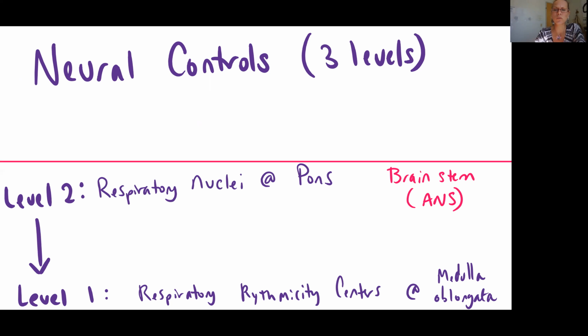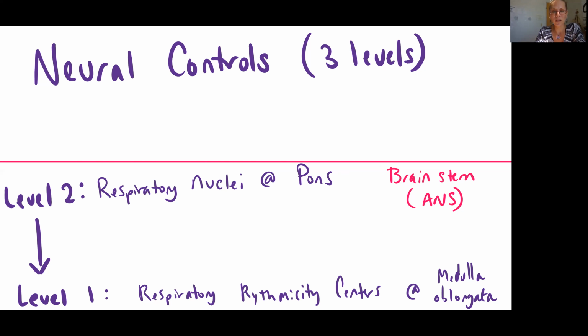Controlling these centers, you have a second level, and we can talk about this level as a group of respiratory nuclei. So nuclei is our term of neurons that are, basically, a processing center. Your respiratory nuclei are located at the pons, which is moving up on the brainstem, but still the brainstem, so it's still fairly primitive. We're still here talking about autonomic nervous system control, meaning unconscious level processing.